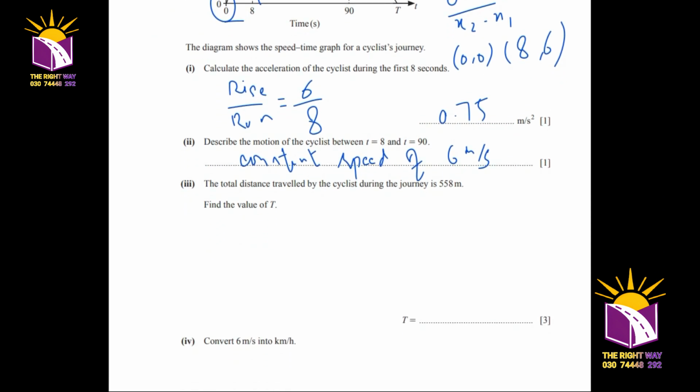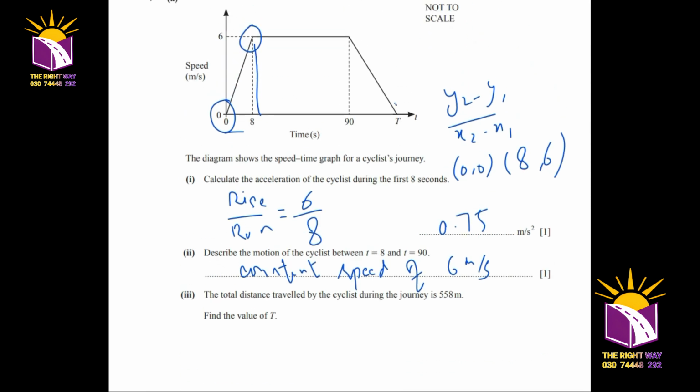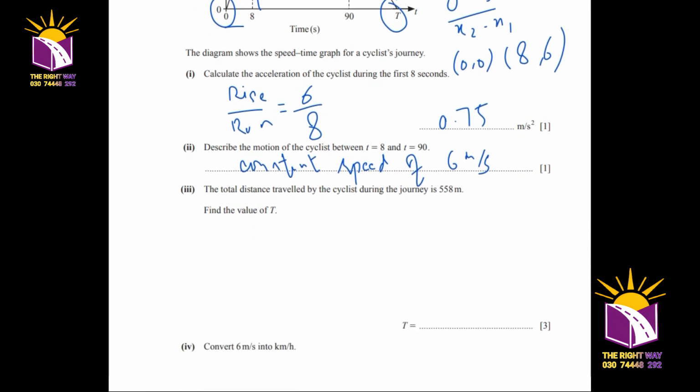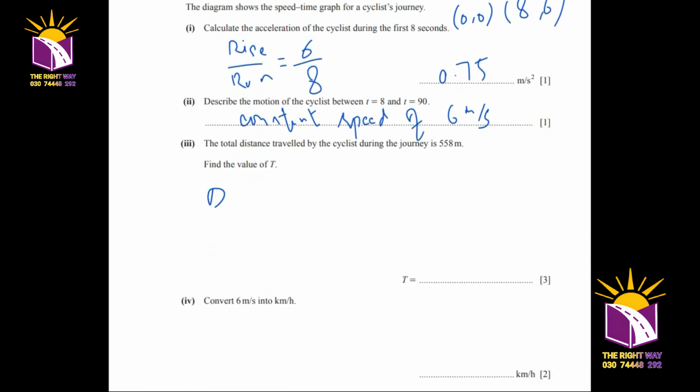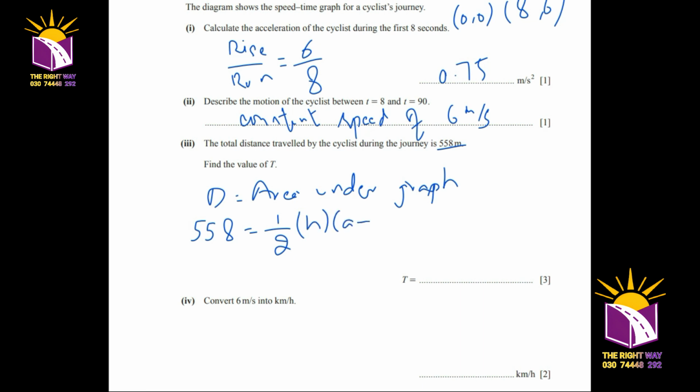The total distance traveled by the cyclist during the journey is 558 meter. Find the value of t. You have to calculate this t. The area under the graph gives us the distance. So distance will be equal to the area under the graph. Distance is given as 558, and the area under the graph will be equal to the area of a trapezium, 1 by 2 times height times a plus b, the sum of parallel sides.